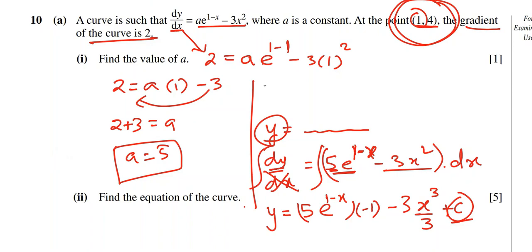So 4 equals 5 e to the power 1 minus 1 times minus 1. So I'll put minus 1. This minus 1 has a minus in front. Plus, minus 3 and 3 cancel out. x cube, and x is 1, plus c. And now we can find c easily.